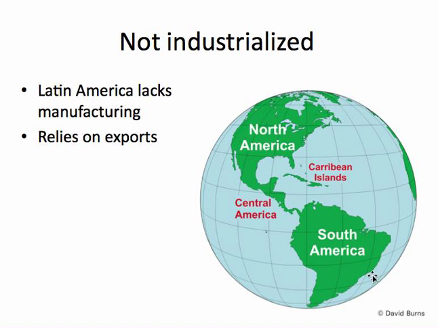Latin America lacks manufacturing. There's fewer factories in Latin America or South America and the Caribbean than in North America. They rely wholly on exporting goods to North America and to Europe. And that is the impact the Roosevelt Corollary and the Monroe Doctrine have had on this continent.